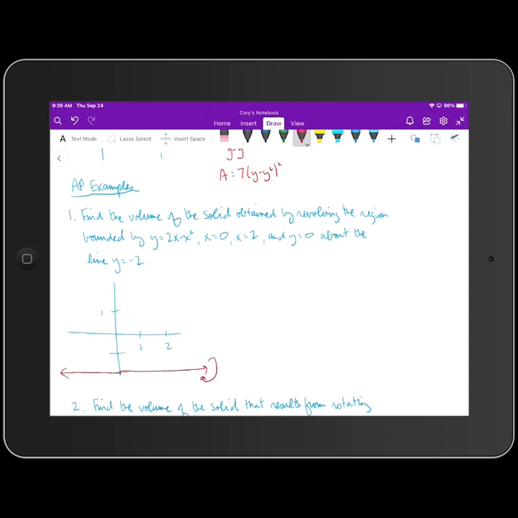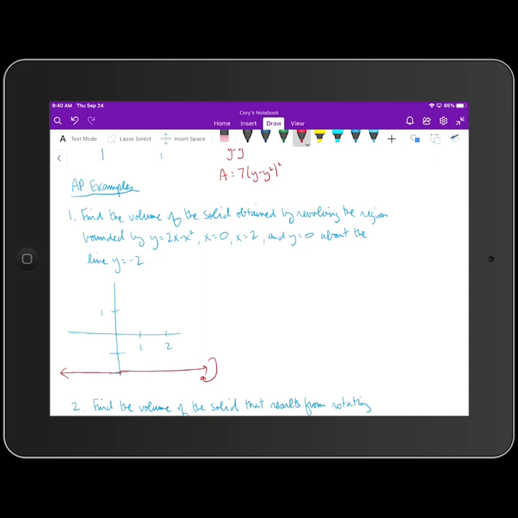All right, so number 1 says to find the volume of the solid obtained by revolving the region bounded by y is equal to 2x minus x squared, x is equal to 0, x is equal to 2, and y is equal to 0 about the line y is equal to -2.